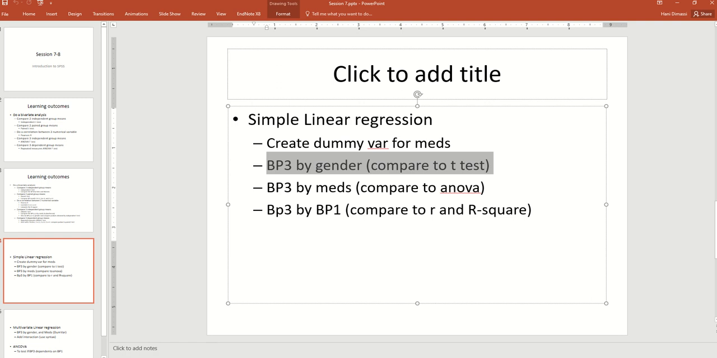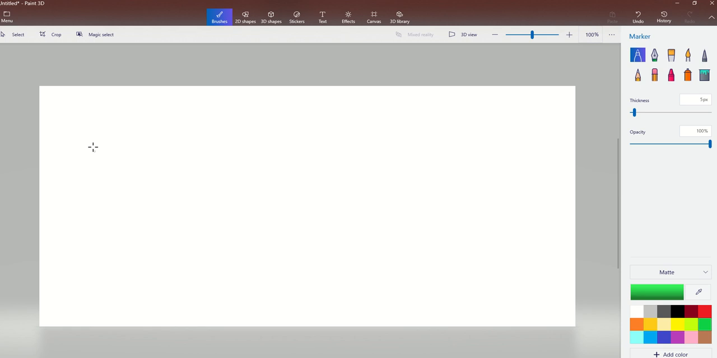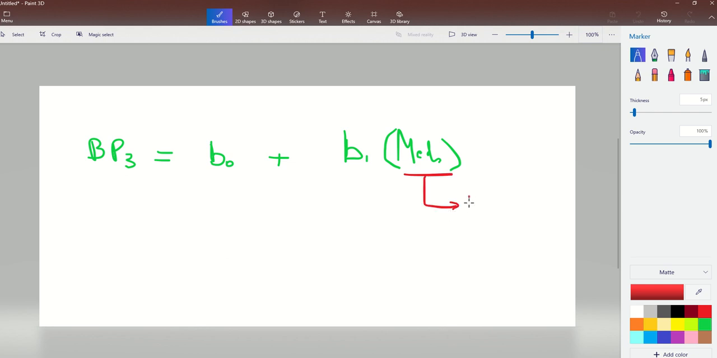For meds, if you want to fit a model for meds, remember meds has 3 levels. So if you want to plug in blood pressure 3 equal the intercept, so it's beta 0 plus, if you plug it in as such, meds, if you do it like this, automatically it's going to consider that this is a numerical variable, and therefore it's going to compare value 1 to value 2 to value 3. Remember the codes we had for meds, 1, 2, 3.